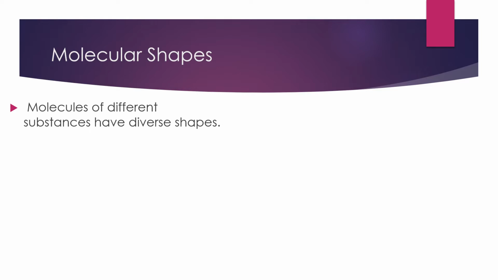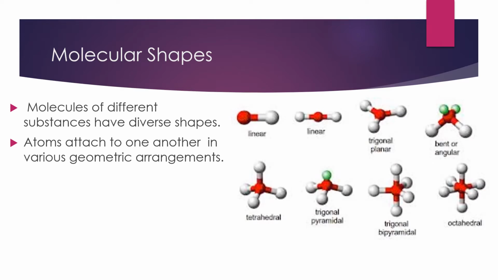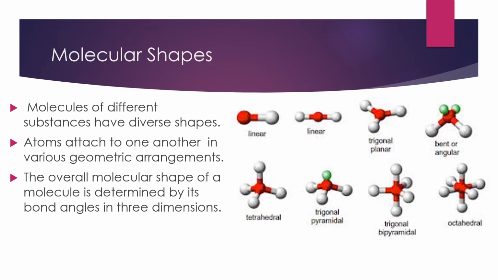Molecules of different substances have diverse shapes. Atoms attach to one another in various geometric arrangements, as seen here, y'all. Some of the shapes that we are going to cover would be linear, trigonal planar, bent, tetrahedral, and trigonal pyramidal, trigonal bipyramidal, and octahedral. And there are a couple others too.